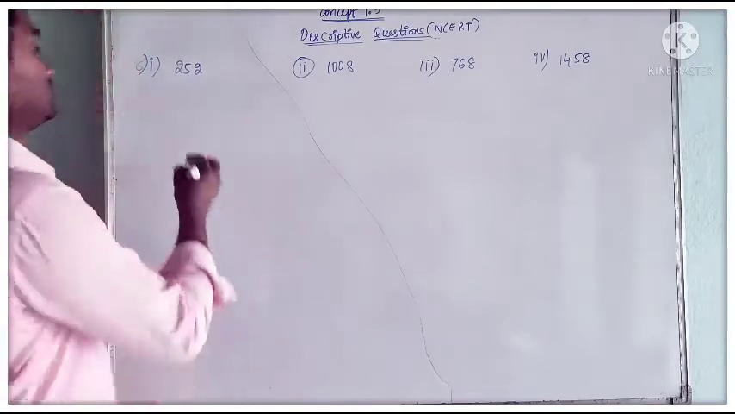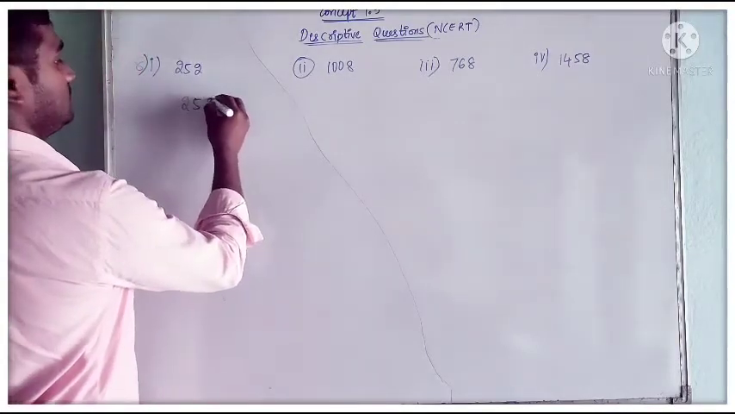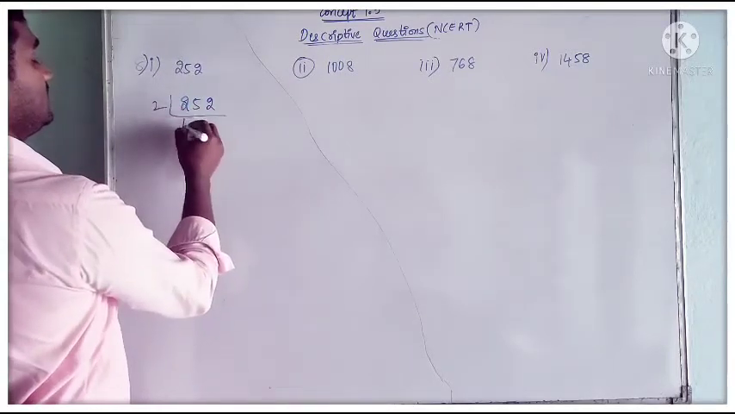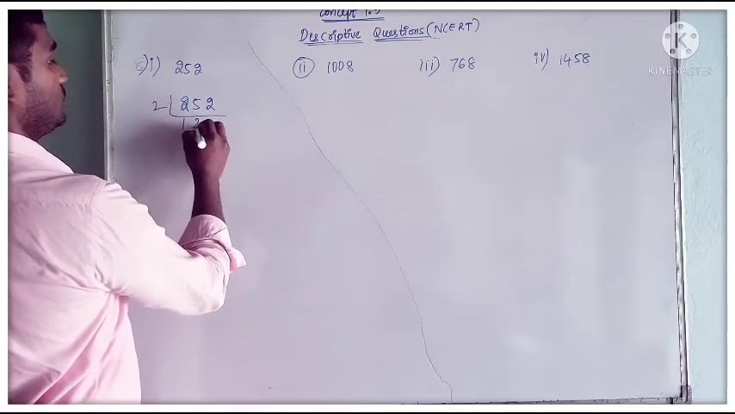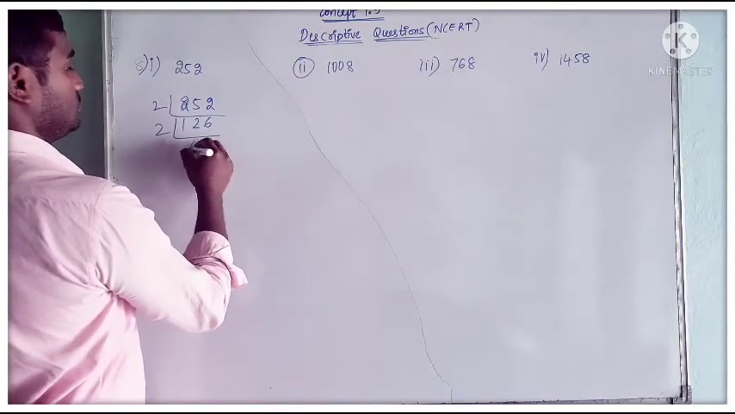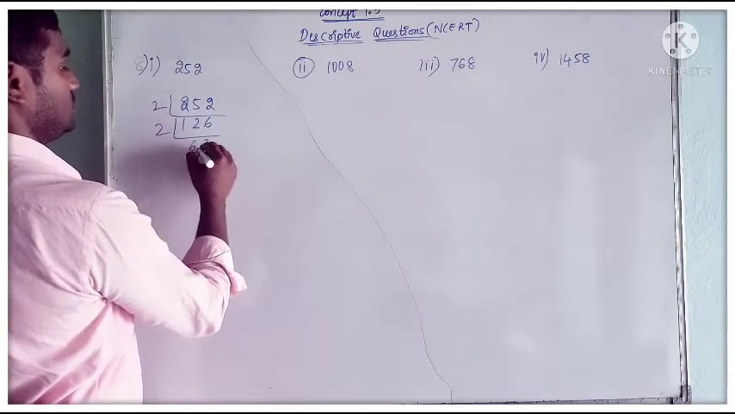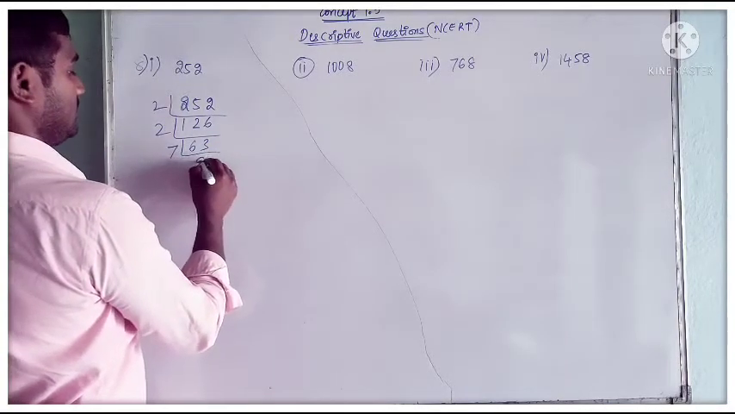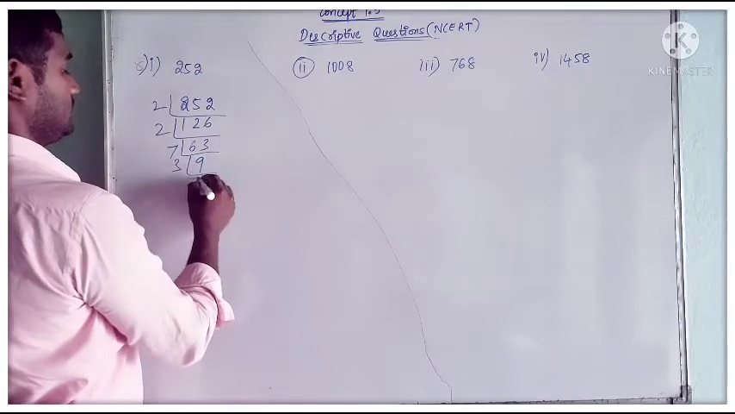See here. Do the prime factorization of 252. 2 2s are 4, 2 2s are 4, 2 6s are 12, 2 3s are 6, 3 3s are 9, 7 9s are 63.